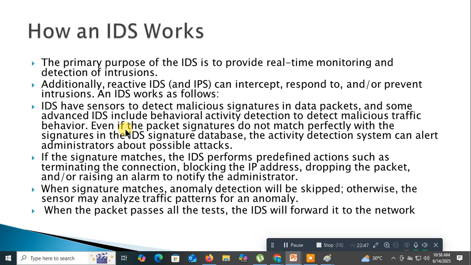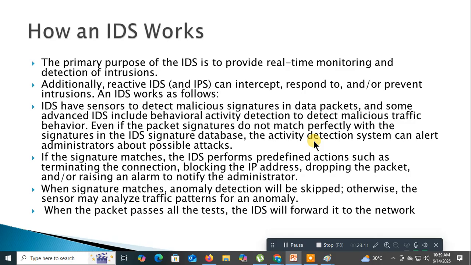That is abnormal behavior. Mean that a huge number of requests or traffic is coming from the same single IP address. That is abnormal behavior. This IDS will sense that this is abnormal behavior, that we are receiving the same packet from this one. Then if the IDS packet does not match perfectly within the signature, then IDS database.